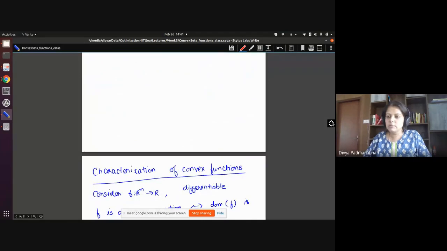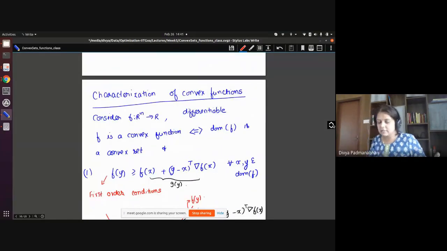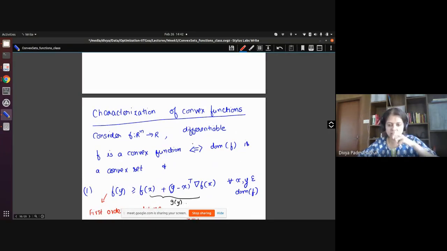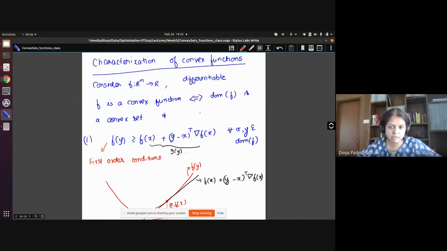So now moving on, let's look at some other characterizations of convex functions. We saw one of them, right? f of lambda x plus 1 minus lambda y is less than lambda f of x plus 1 minus lambda f of y. Now, there are several alternate characterizations. One of them is for a differentiable function which is also convex: if f is a convex function, then its domain, of course, has to be a convex set. And you also have this kind of a relation that has to be true. Okay, so let's just see what this means.